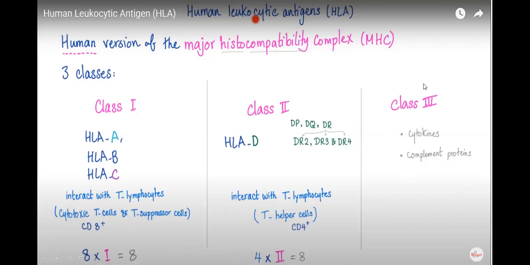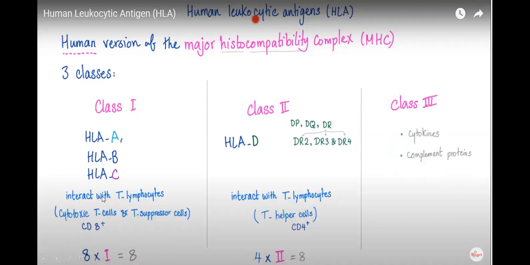Class 3 consists specifically of some of the complement proteins we discussed in the complement system last class. They also constitute part of the MHC complex, along with some cytokines, but they are very distinct in structure and function from class 1 and class 2 molecules. We will mostly focus our study on class 1 and class 2.